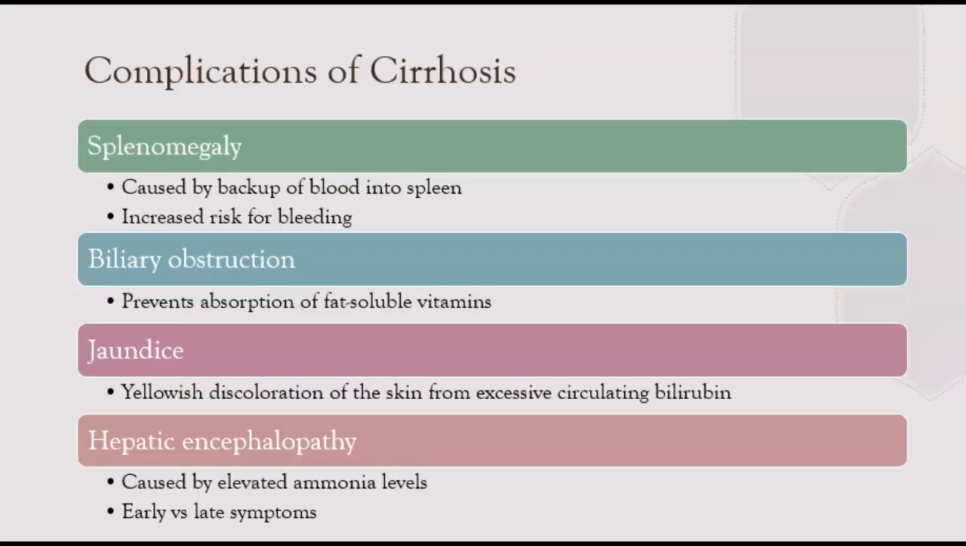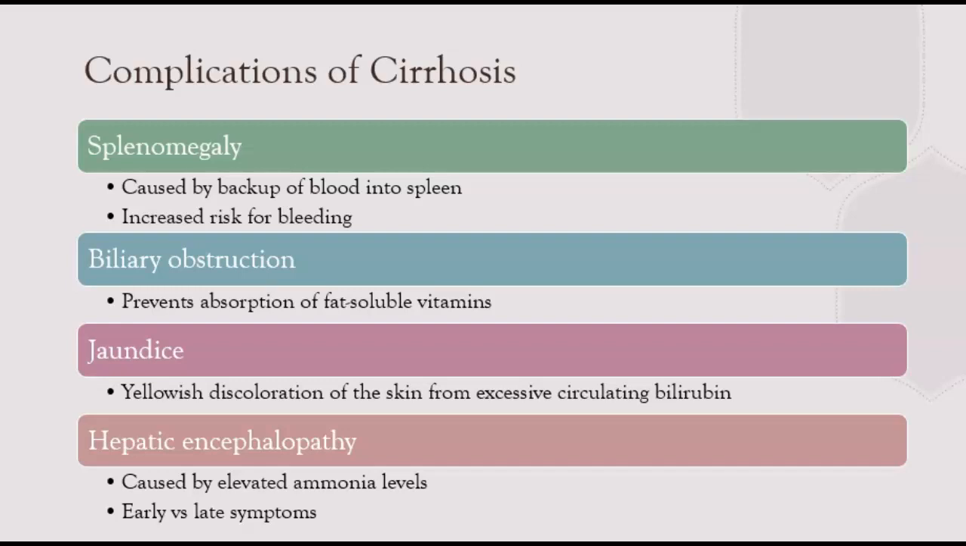Splenomegaly is also a complication of cirrhosis. This is from the backup of the blood into the spleen. An enlarged spleen will destroy platelets, which causes thrombocytopenia and increases the risk for bleeding. And thrombocytopenia is often the first sign of liver dysfunction. Biliary obstruction is also a complication. Production of bile in the liver is decreased, and it can become obstructed, and it prevents the absorption of fat-soluble vitamins, specifically vitamin K, which means that those clotting factors are not going to be made in sufficient quantities, putting the patient at risk for bleeding and bruising.